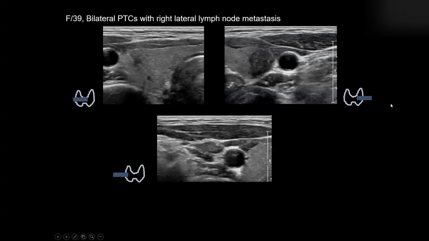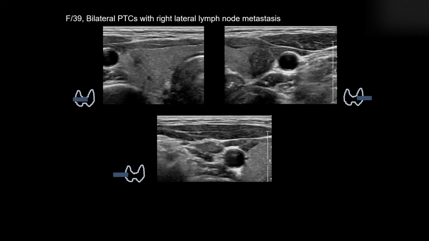This is a 39-year-old female patient. She had a 1 cm suspicious nodule in left thyroid, and a 5 mm suspicious nodule in right thyroid. The left nodule was bigger than the right, but lymph node metastasis was on the right side. This is the right common carotid artery, and internal jugular vein is collapsed. She underwent total thyroidectomy and right lateral neck lymph node dissection. Finally, there were bilateral thyroid cancers and right lateral neck lymph node metastasis.